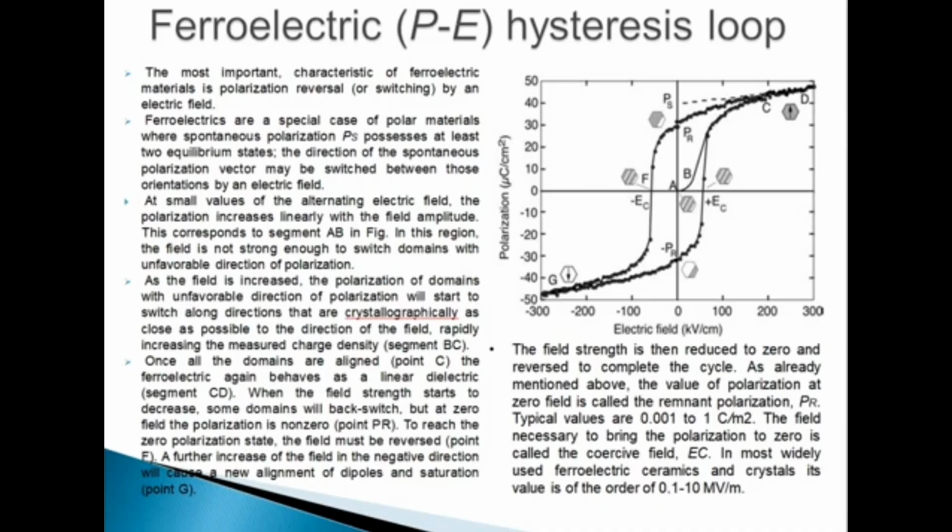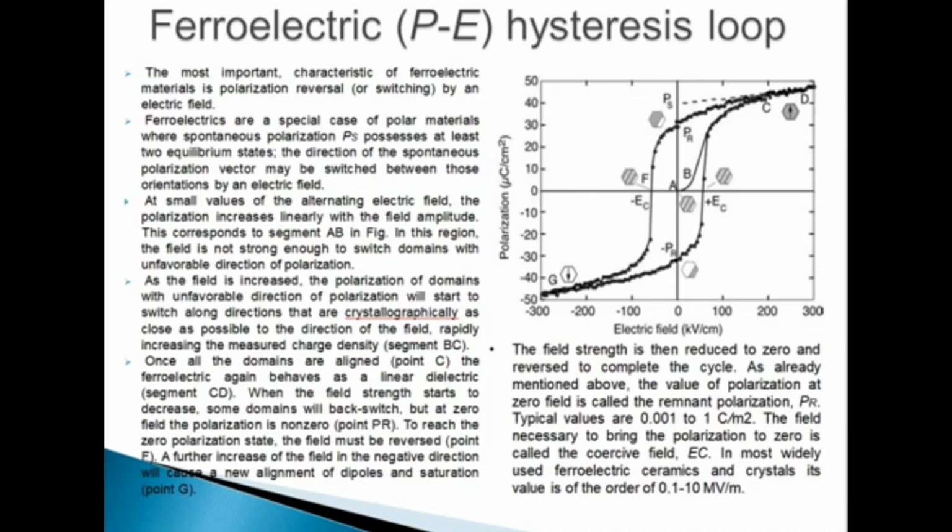Once all the domains are aligned at point C, the ferroelectric again behaves as a linear dielectric and the polarization will increase linearly from point C to point D. When the field strength starts to decrease, some domains will backswitch, but at zero field the polarization is non-zero at the point PR, that is this one. To reach the zero polarization state, the field must be reversed at point F. A further increase of the field in the negative direction will cause a new alignment of dipoles and saturation at point G.